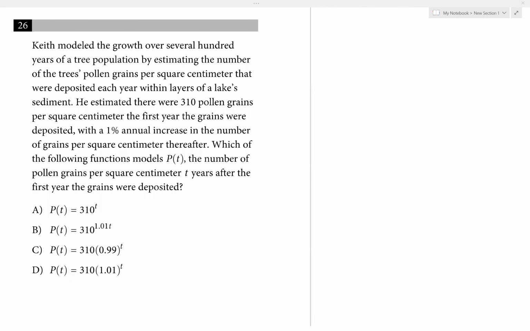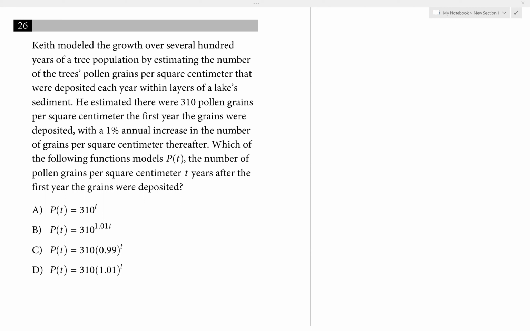All right, number 26. Keyes modeled the growth over several hundred years of a tree population by estimating the number of pollen grains per square centimeter that were deposited each year within the layers of a lake sediment. He estimated there were 310 pollen grains per square centimeter the first year the grains were deposited, with a 1% annual increase in the number of grains per square centimeter thereafter. Which of the following functions models P(t), the number of pollen grains per square centimeter t years after the first year the grains were deposited?